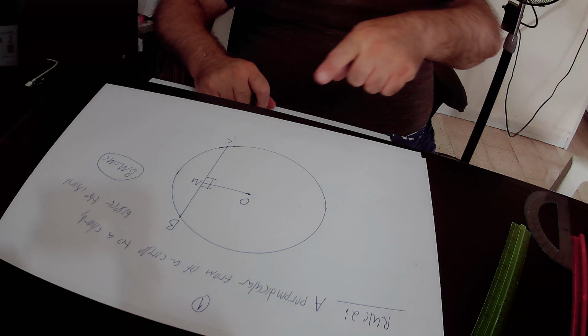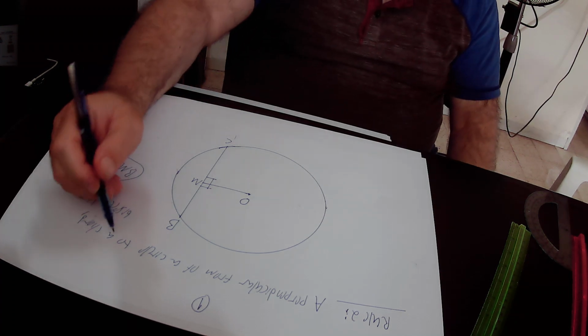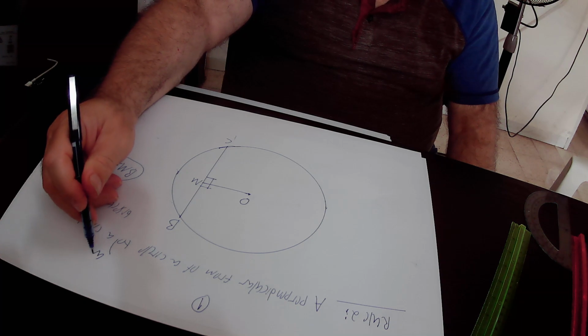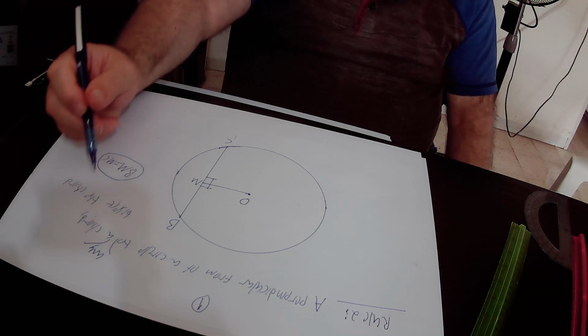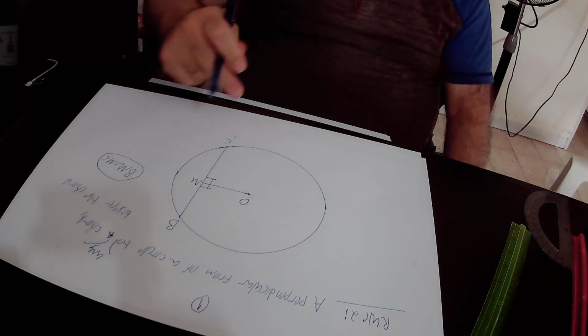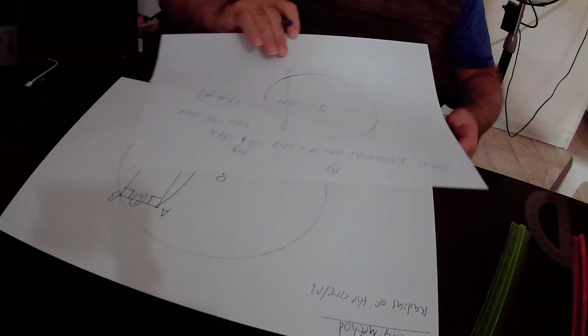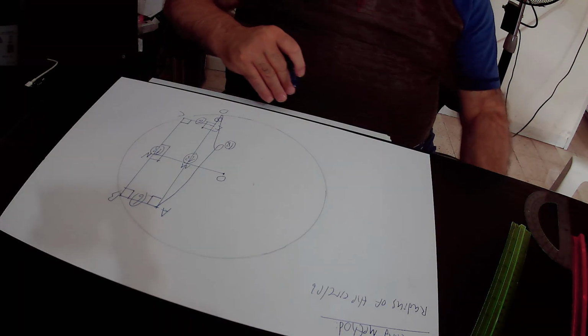So, a perpendicular from the center of a circle to any chord bisects the chord. Here, chord BC could be any chord. So actually, we can implement rule number 2 in our drawing.